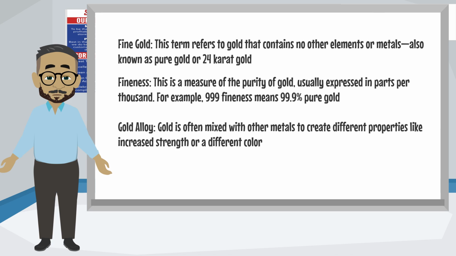You have gold alloy. Gold is often mixed with other metals to create different properties like increased strength or different color. For example, adding copper results in rose gold. Knowing these alloys helps you identify the correct carat and assess the item's quality.